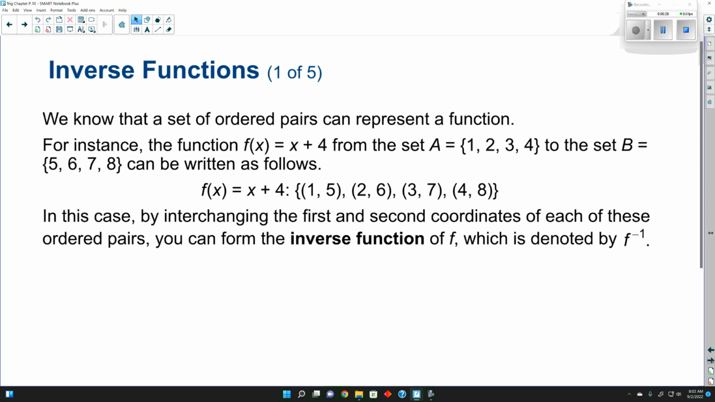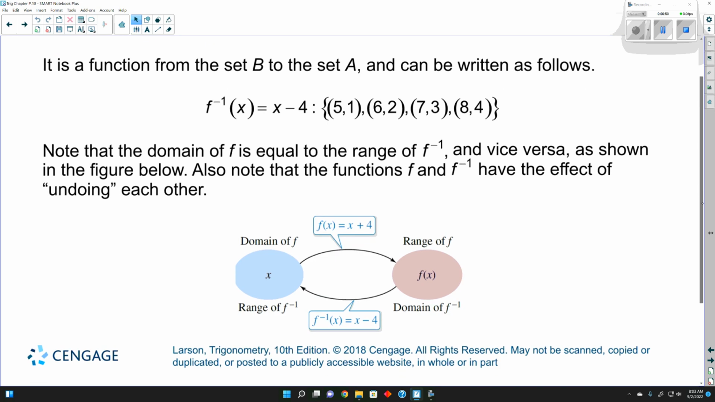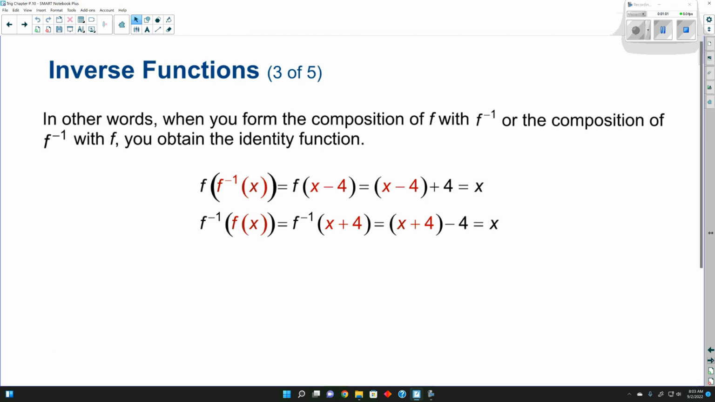Because when we talk about an inverse, really, we're changing the domain and range. The range is going to become the domain, and the domain is going to become the range. It's flipping it. For instance, the function f of x equals x plus 4 from the set 1, 2, 3, 4 to the set 5, 6, 7, 8 can be written as this, and we can find its inverse. So the inverse is just flipping the x and y values. And when we solve for it, we flip x and y and then solve for y. And if we take the composite function of a function and its inverse, we get back to x.